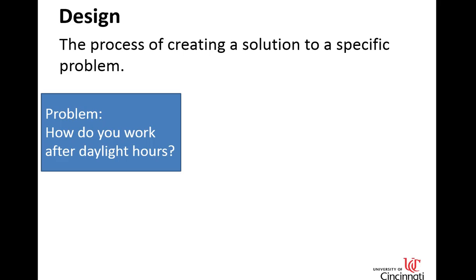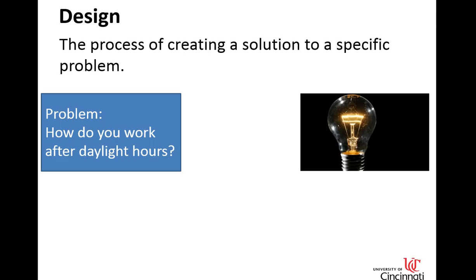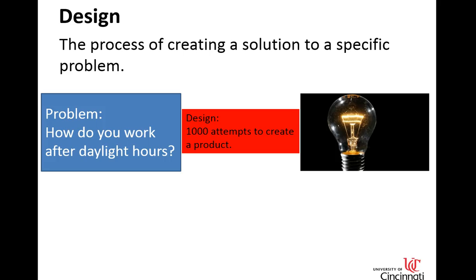Well, depending on what point in time in history and how far you want to take this, the solution was a light bulb. Now, when we think of design, it would be the 1,000 attempts that Thomas Edison and his team used in order to create that final product. And all this in the middle was the design. This was all the things that he was taking into account that needed to go into creating that solution.